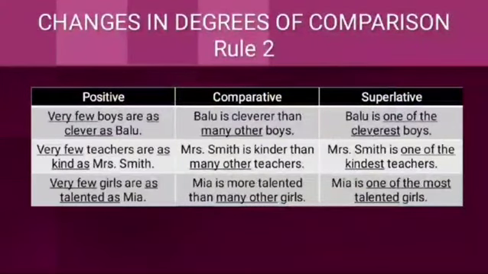Next, let's see rule 2. For rule 2, positive degree, you have to use very few to show the subject belongs to a small group. For example, very few boys are as clever as Balu.